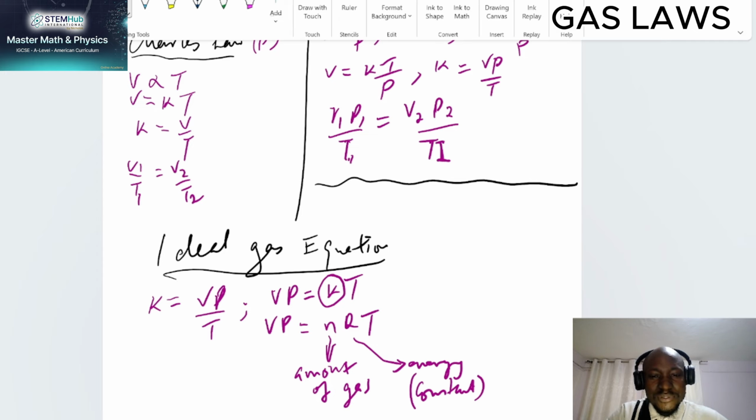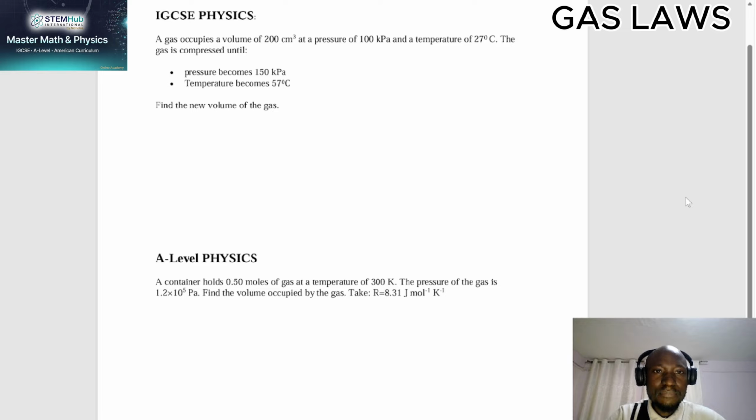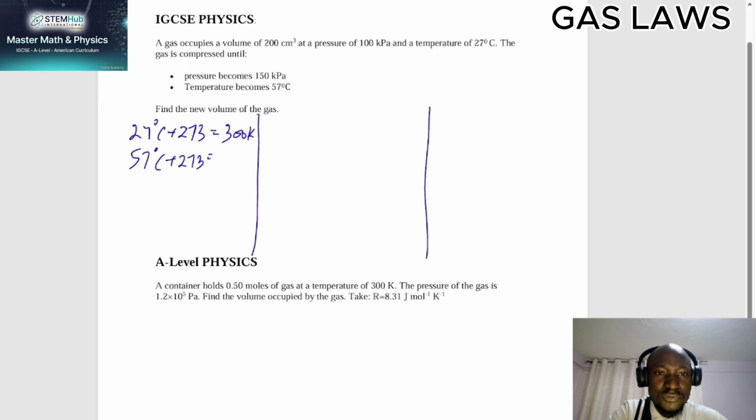Now I want us to go a step ahead and apply them in typical questions. A gas occupies volume of 200 centimeters cube at a pressure of 100 kilopascals and a temperature of 27 degrees Celsius. The gas is compressed until the pressure becomes 150 kilopascals and temperature becomes 57 degrees Celsius. Find the new volume of the gas. Change the temperatures to Kelvin first of all. 27 degrees, you have to add 273. That one, you will get 300 Kelvin. Then we have 57 degrees plus 273. We shall have 330 Kelvin.